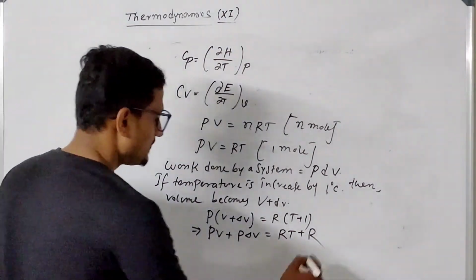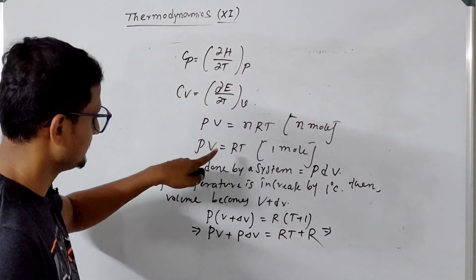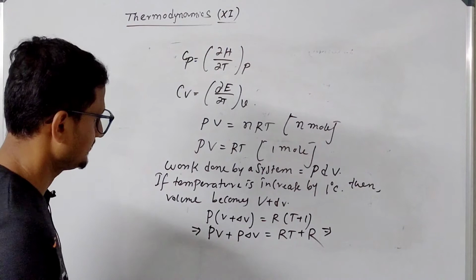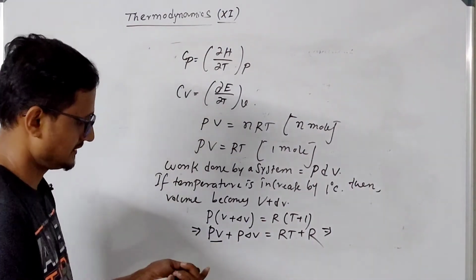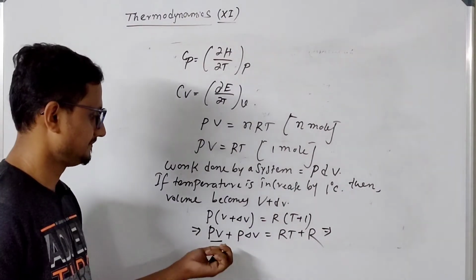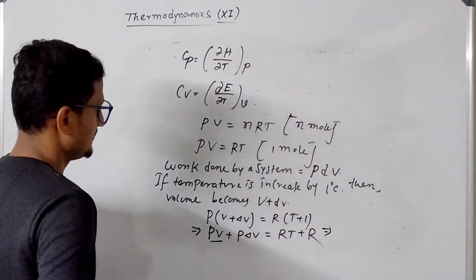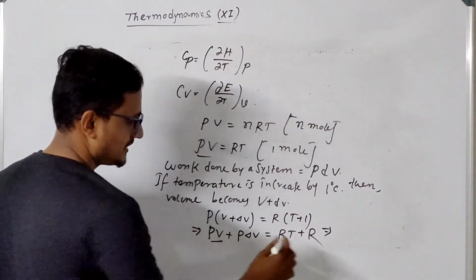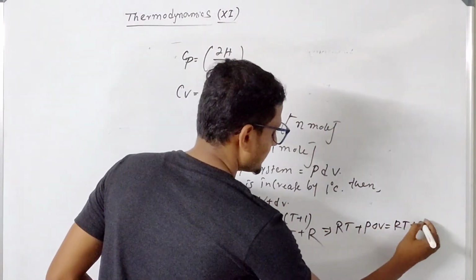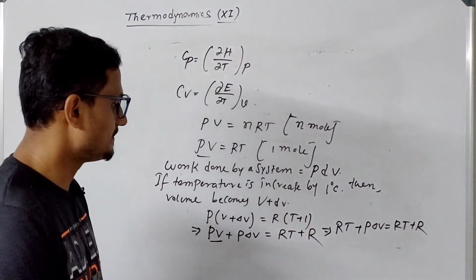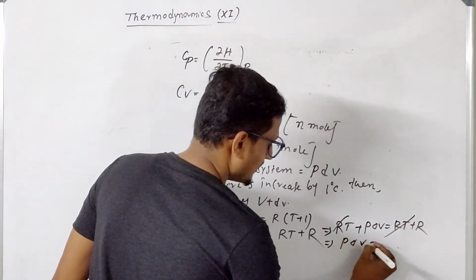Now you put the value of PV here. What is the value of PV? It is RT. So we can put RT here: RT plus P del V equals RT plus R. So RT will be cancelled out, and P del V equals R.